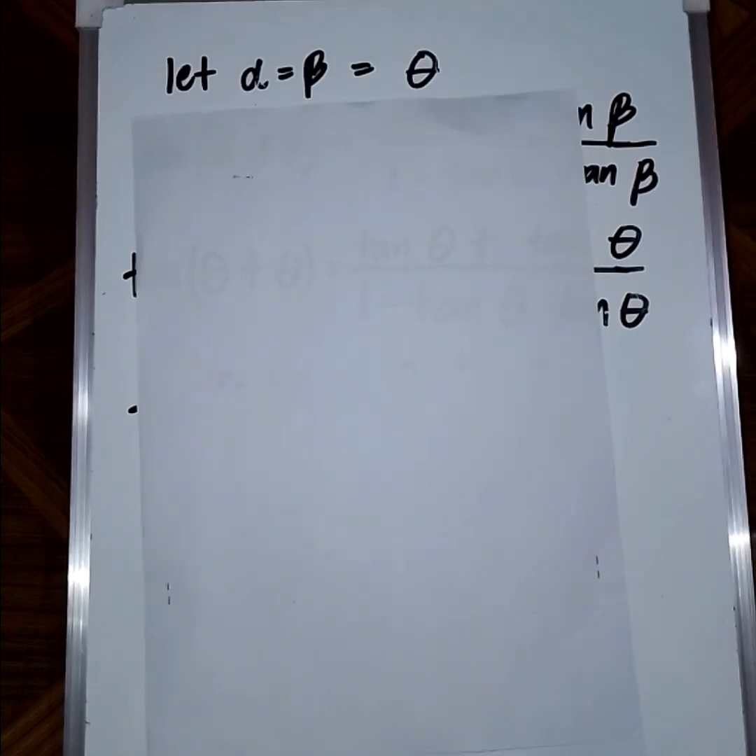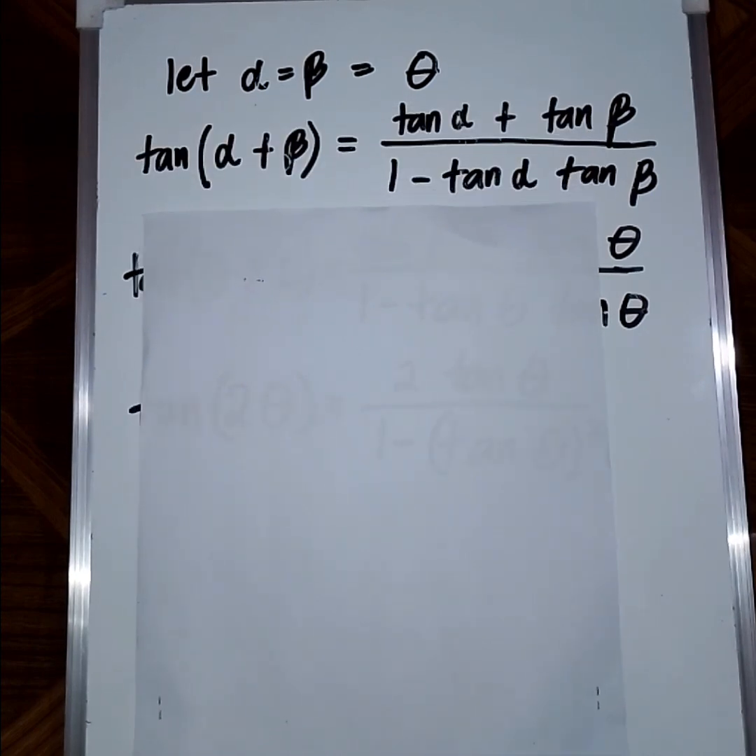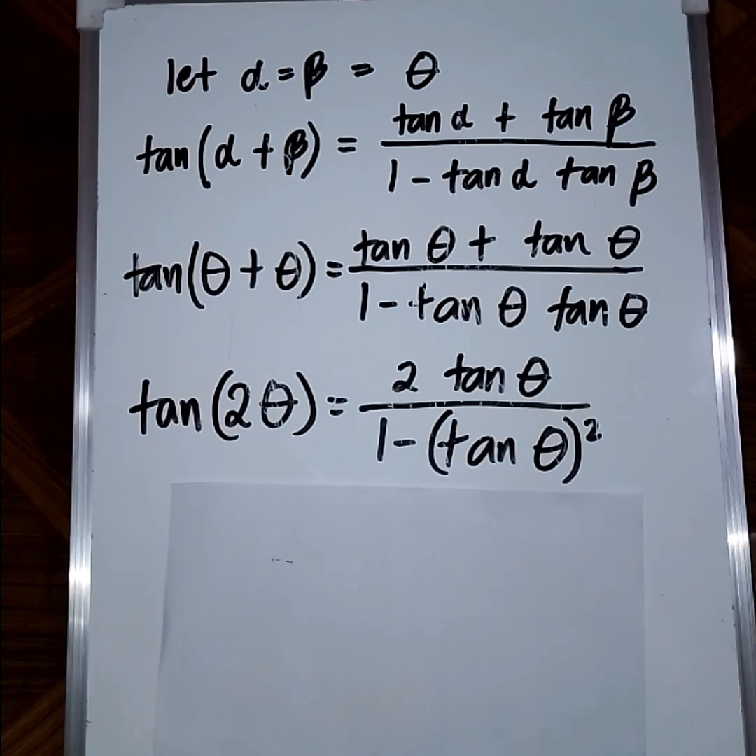Lastly, ang ipiprove naman natin will be the tangent 2 theta. Again, alpha and beta must be equal to theta. They are equal to each other. Tangent alpha plus beta equals kay tangent alpha plus tangent beta all over 1 minus tangent alpha tangent beta. Lahat ng alpha and beta palitan natin ng theta. So ito na. Combining like terms, so makukuha natin tangent 2 theta equal lang din kay 2 tangent theta all over 1 minus tangent squared theta. So, alright, let us proceed to examples.